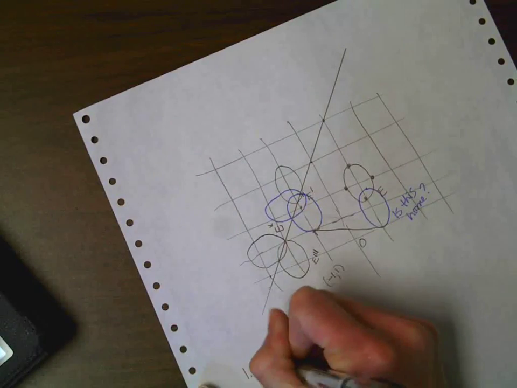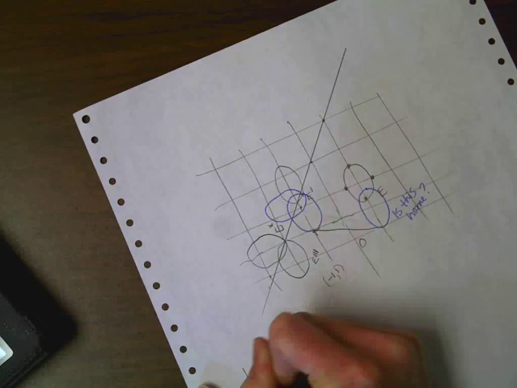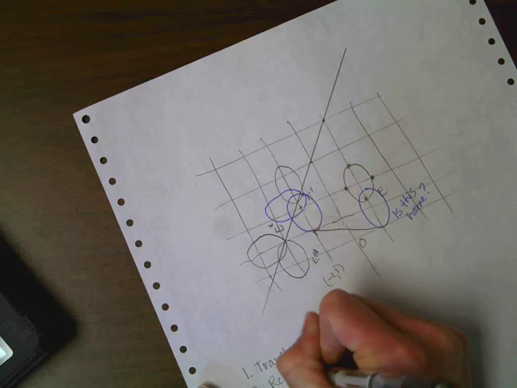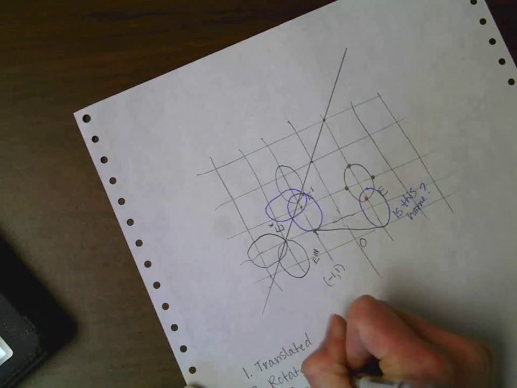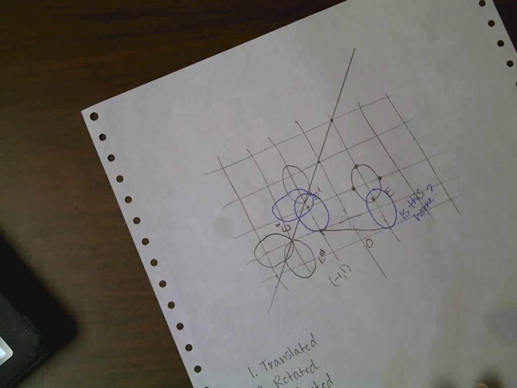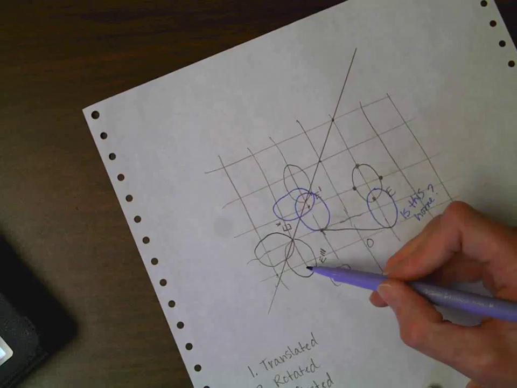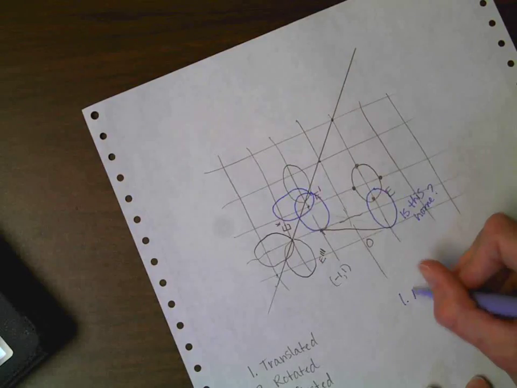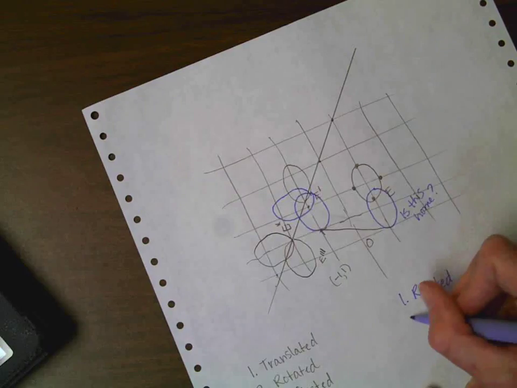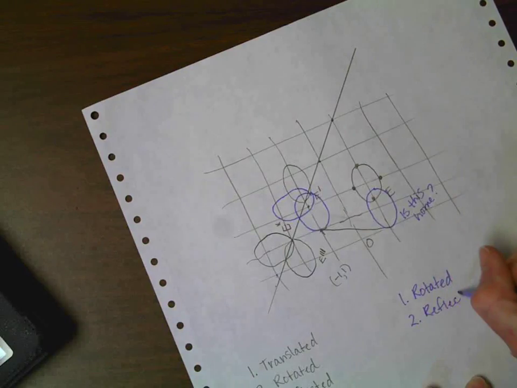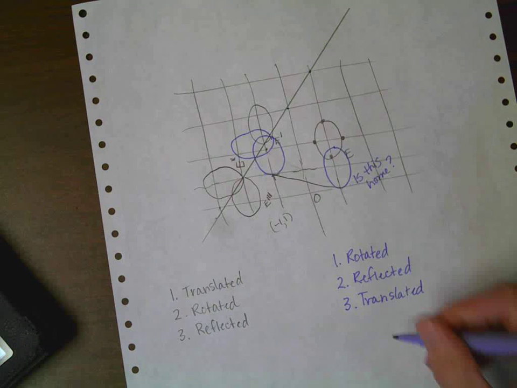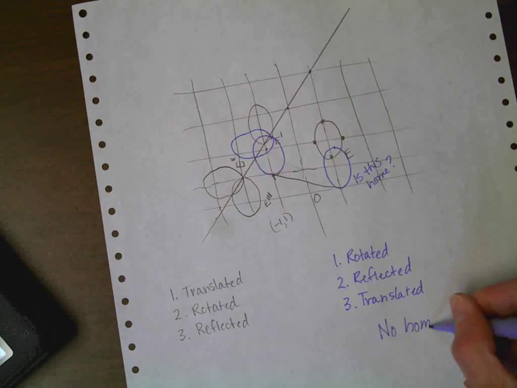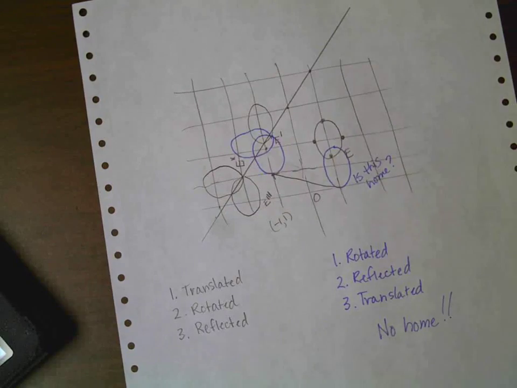So to get us out there, what do we do first? We translated, right? Then we rotated, right? And then third, we reflected. That's how we did it originally, okay? But on the return trip, what did we do? Do you remember? Okay, so we were here. What did we do first? I think the first thing that we did was rotated, right? Second thing we did was reflected. And the third thing that we did was translated. And because we changed the order of the sequence, did we get home? I'm going to write no home. We failed. Epic fail. Okay?